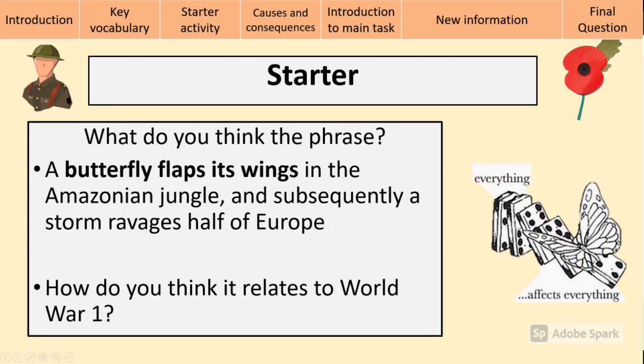So, our starter activity for today. What do you think about this phrase? A butterfly flaps its wings in the Amazonian jungle, and a subsequent storm savages half of Europe. How do you think that this relates to World War I?